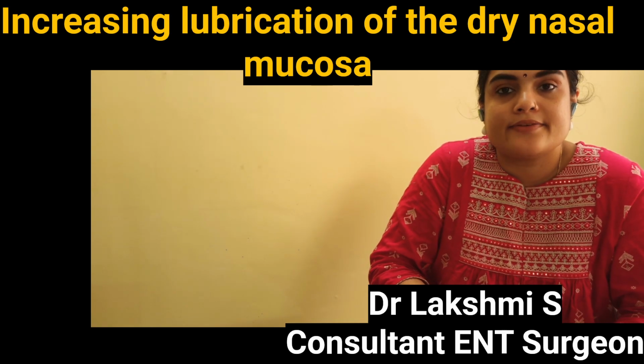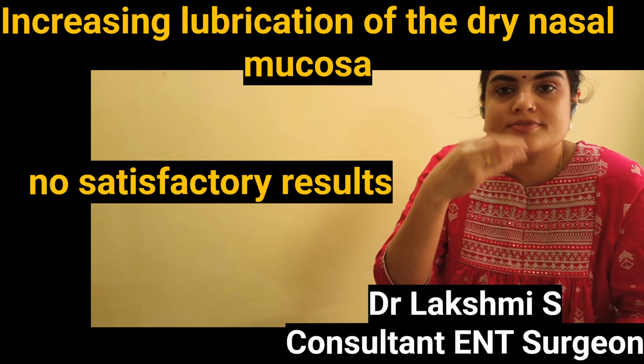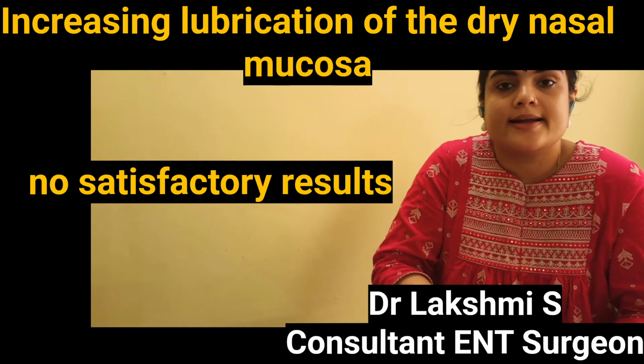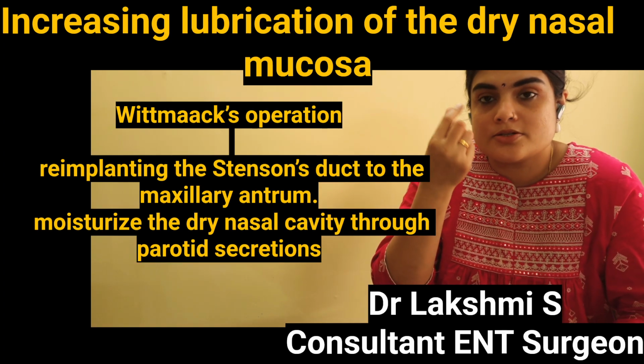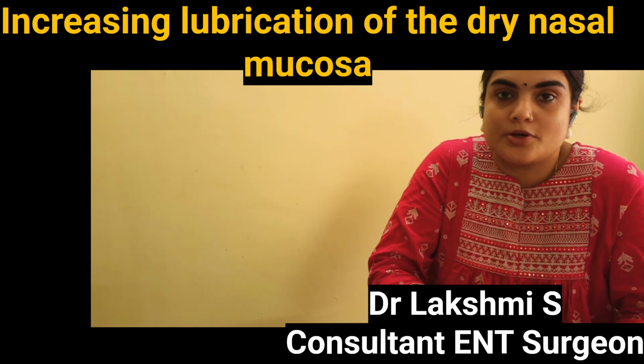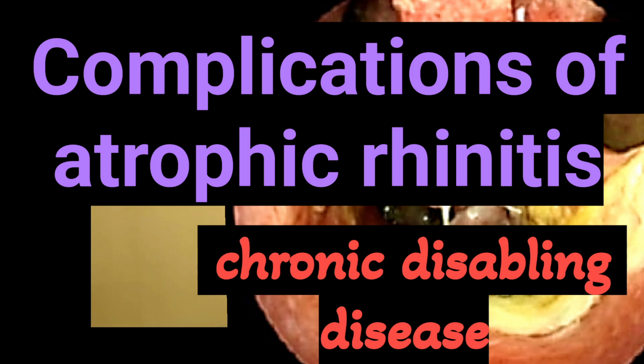Another surgery is salivary irrigation, that is to bring about lot of secretions and lubrication to the nose. That is Wittmaack surgery, in which the parotid duct is implanted into the maxillary antrum so that the salivary flow will irrigate the nose. What are the complications of atrophic rhinitis?